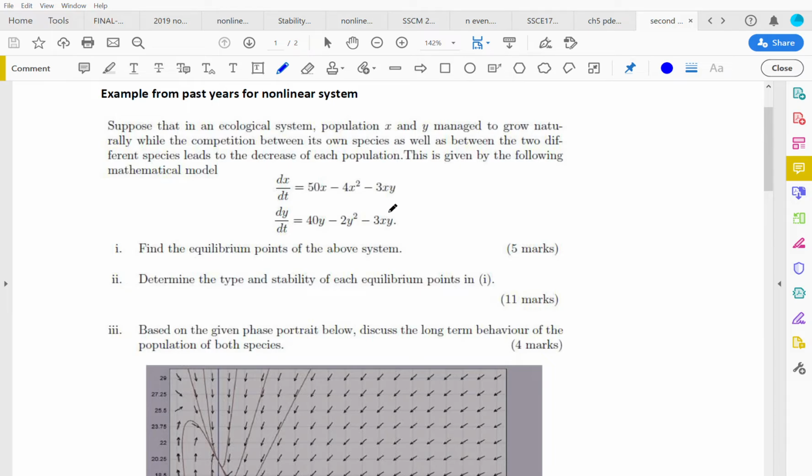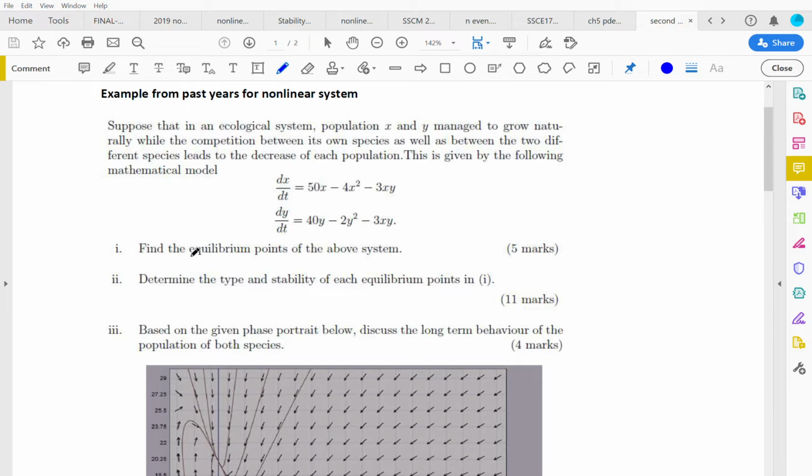And the last term here is due to the competition between species x and species y, which leads to a decline in each species, x here and also y. That's why in both equations we have the same term.